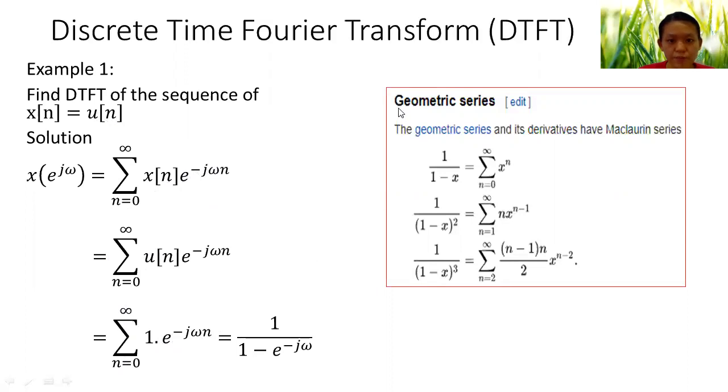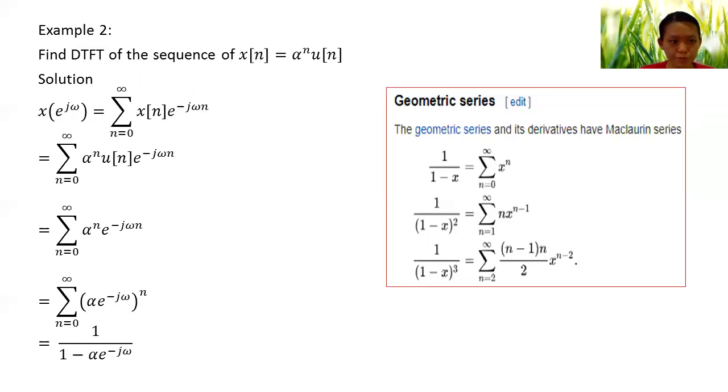By referring to the geometric series, we know that the summation from n equals 0 until infinity of x to the power of n, which is similar to this function e^{-jω} to the power of n, equals 1 divided by 1 minus x. So using this formula, we substitute the exponential. We have 1 divided by 1 minus e^{-jω}. Okay. Clear? Now we go to example 2.